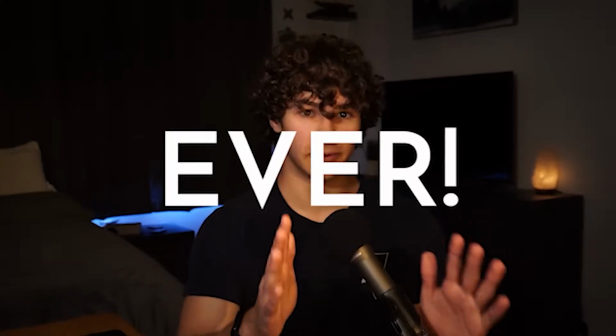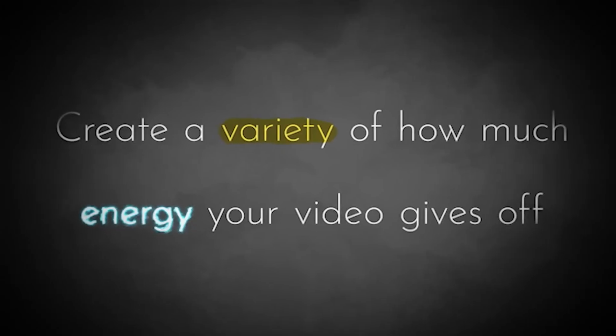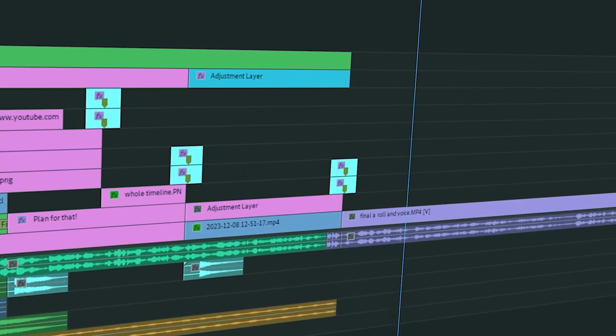Okay, here's the most underrated editing tip ever. Create a variety of how much energy your video gives off. The stark contrast of a hyper-edited section abruptly turning into a mellow A-roll segment forces the viewer to jump back into focus. These changes in pacing keep the viewer from zoning out.